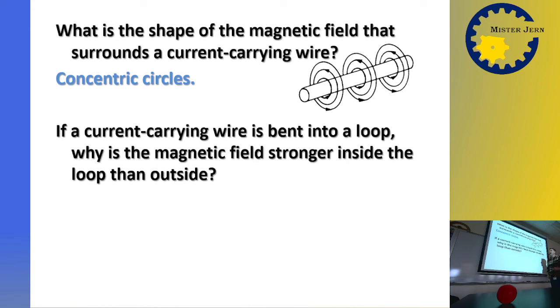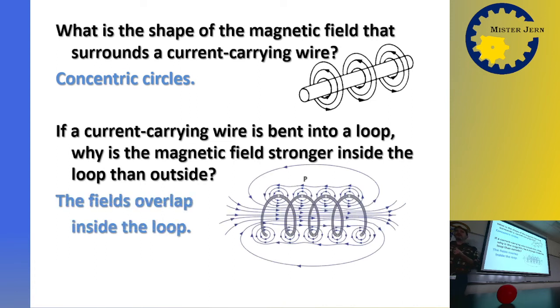So if a current carrying wire is bent into a loop, why is the magnetic field so much stronger on the inside of the loop compared to the outside? What's going on on the inside? Well, they overlap. They overlap when you do that. That's why it's so much stronger. If you put a nail in there, it makes it even stronger, which I showed you yesterday with that ring launcher. So they overlap, concentric circles. Okay.